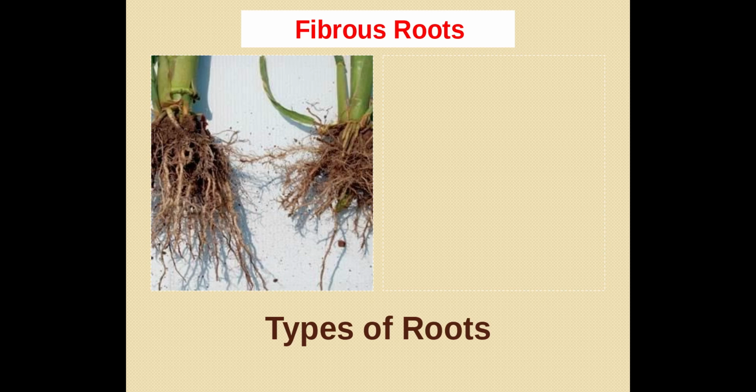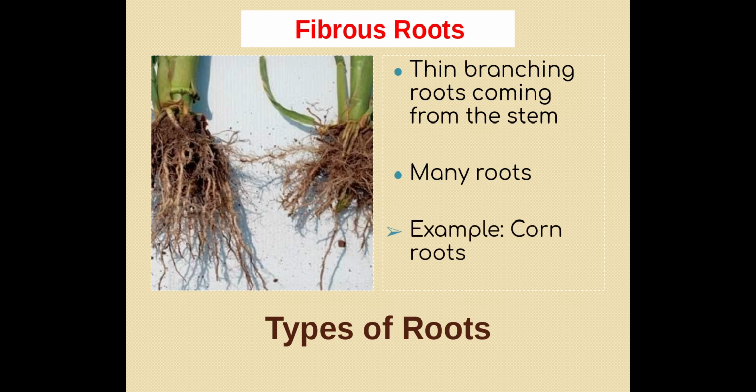All right, so question number 2, what are the characteristics of a fibrous root? So fibrous roots, as you can see, are thin branching roots coming from the stem. So this would be a corn plant. So here's the stem of the corn stalk. Then all of this right here would look like little tiny hairs or fibers. Those are all different types of roots. That is a fibrous root, which means many roots.